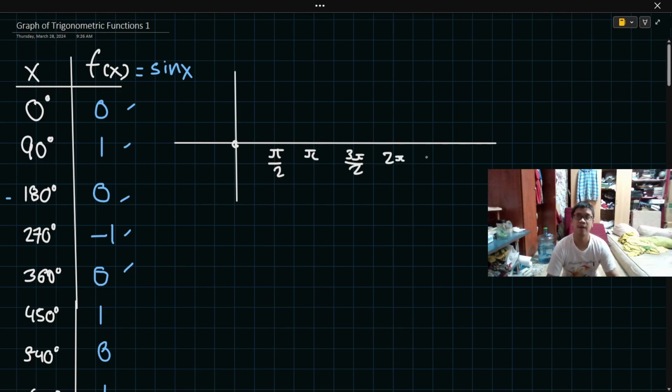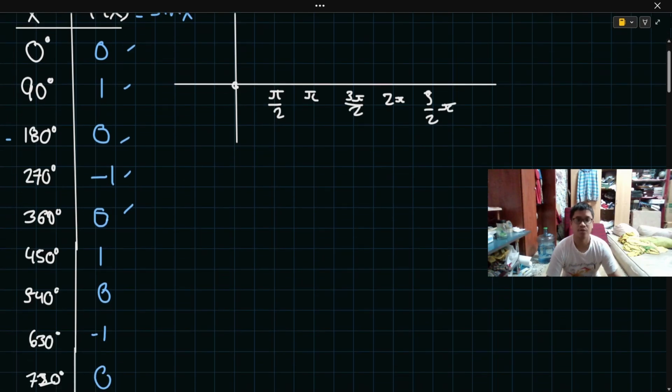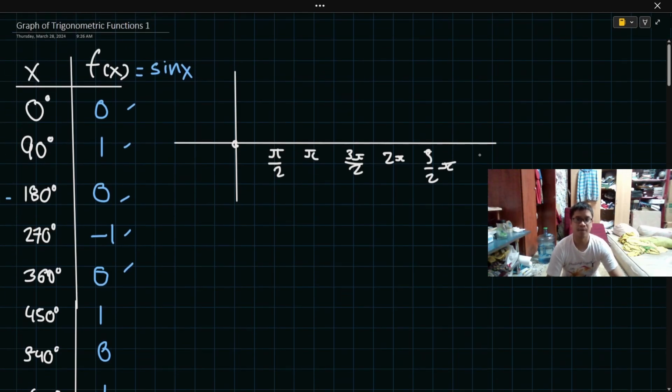450, I do believe that would be... what's 450? Hold on. 450. Wait. 2 pi plus 5 all over 2, right? 5 all over 2 pi radians. Wait. 2 pi is 360. 450 is 5 pi all over 2. 540, I do believe that would be 3 pi, right? 3 pi.